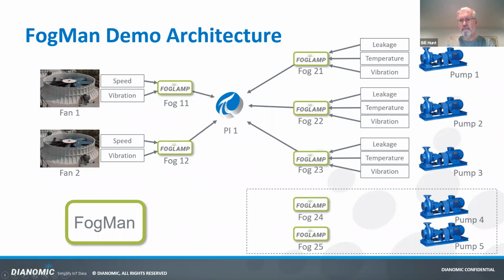So this is the demo that I've got set up that I'll show you. The idea here is that we have 5 FogLAMPs named Fog 11, 12, 21, 22, and 23, and they're going to communicate to a PI server. We have simulated here 2 fans and 3 pumps, and everything else is real in the demo. So the FogLAMPs are real, the PI server is real, the FogMAN is real, but of course we don't have actual fans and pumps.